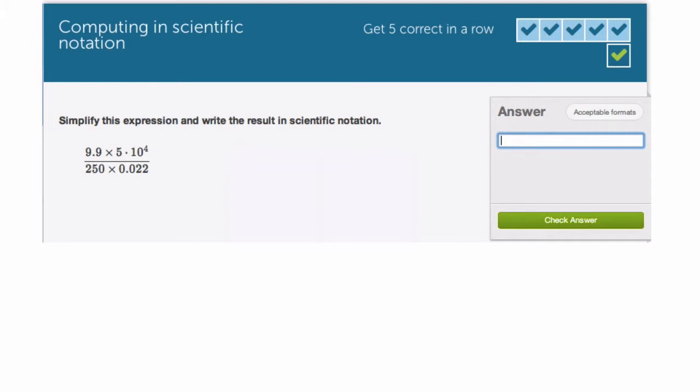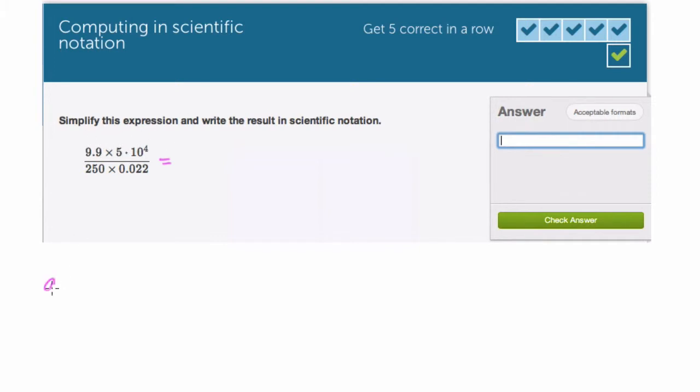Okay, simplify this expression and write the result in scientific notation. So in a lot of these types of problems, the goal is to set it up so you can solve it in a simple way. And here, it might actually end up being simple, except you might want to use a calculator at some point. But we're going to attempt to solve these all mentally. So you want to play with these numbers a bit. We have 9.9 times 5 times 10 to the 4th.